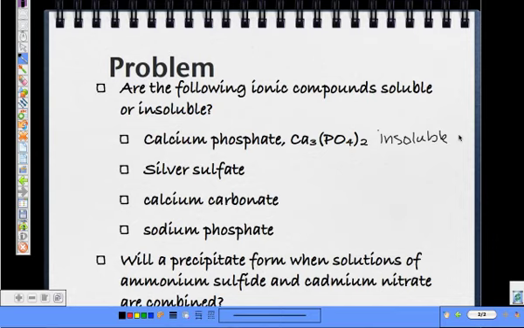How about silver sulfate? Sulfates are the bottom ones under soluble. So sulfate is soluble, except if it has strontium, barium, mercury, or lead. Let me look. Does someone have their book handy? Turn to page 98.